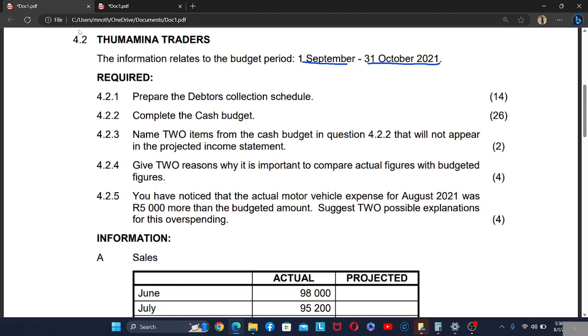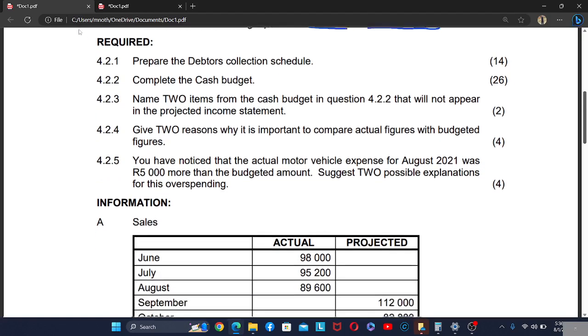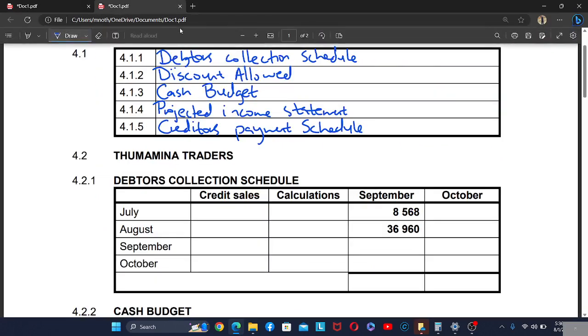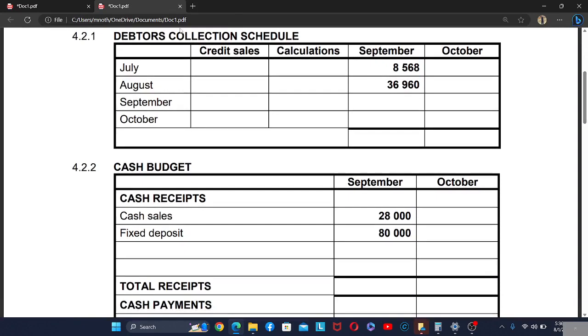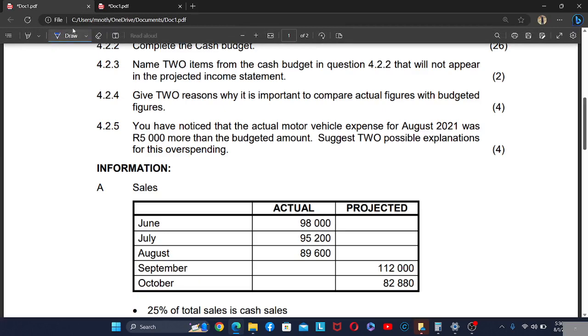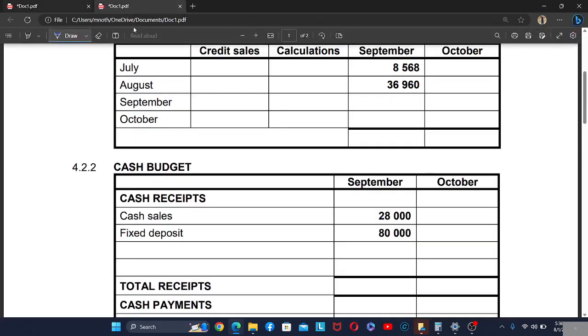4.2.1, prepare the debtors collection schedule. Okay, let's prepare this debtors collection schedule. So this is the answer sheet. When you are preparing the debtors collection schedule, you only need the credit sales. So for the debtors collection schedule, you only work with the credit sales. So let's find those credit sales.